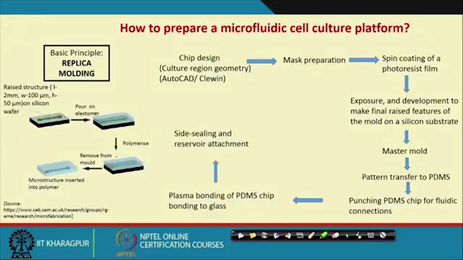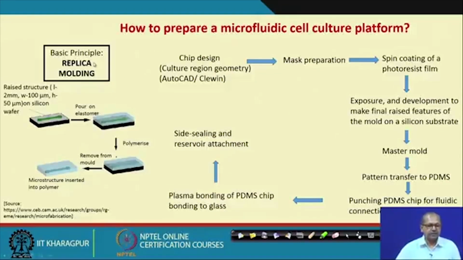using a video basically. The main principle is replica molding. The basic principle is that you have a raised structure. Here we are showing a structure with length 2 millimeter, width 100 micrometer, height 50 micrometer on a silicon wafer. This structure should be properly transferred to the elastomer. This raised structure is prepared by photolithography techniques. After getting the raised structure, you use an elastomer like PDMS, polymerize it to a solid form, then peel it off, and you get your channel structures.